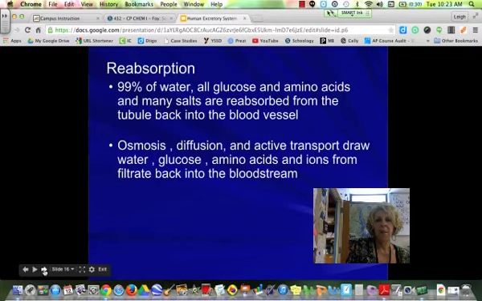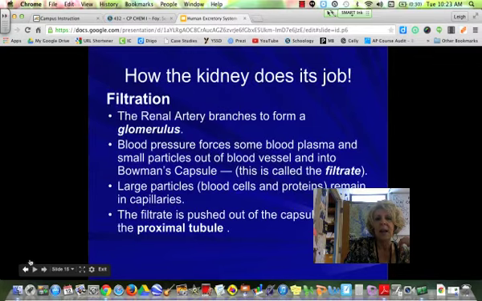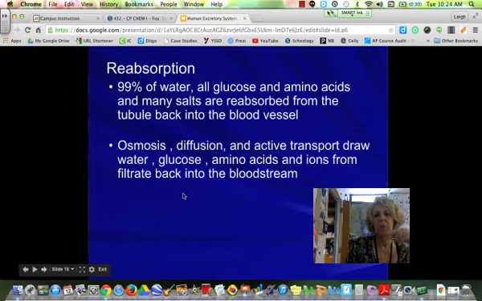So in our filtration, I guess I'll go back to this. In our filtration, we're going to have blood pressure that is going to be pushing water and some tiny particles from the glomerulus into Bowman's capsule, and we call that filtrate. The blood cells and some big proteins and some other things are not going to get through there. They're going to remain in the blood. And so we now call this filtrate that goes into the proximal convoluted tubule or proximal tubule.